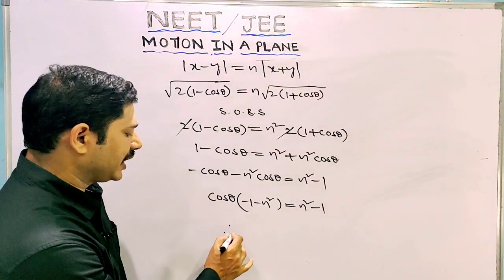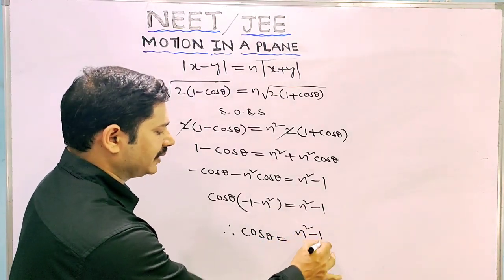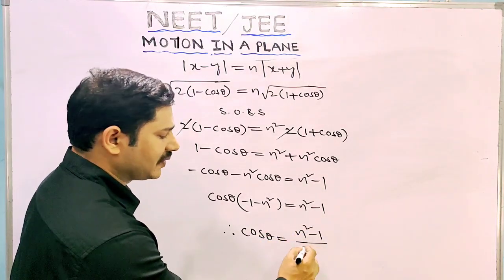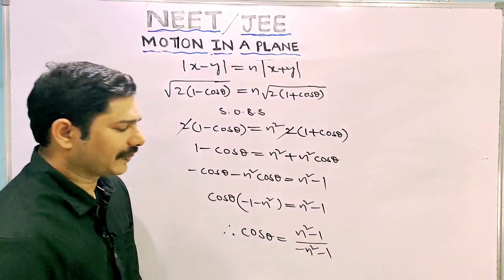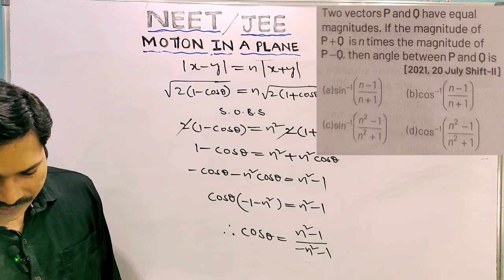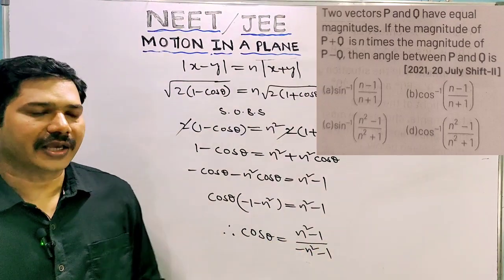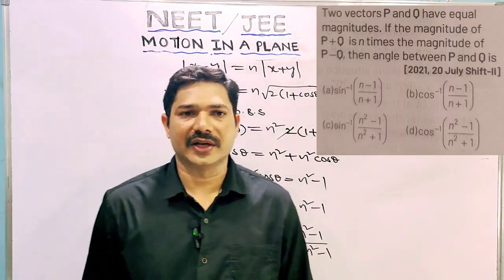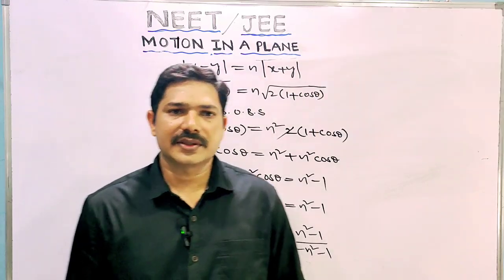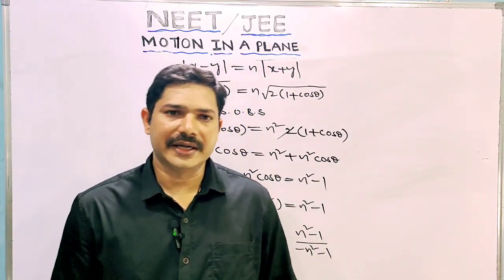Therefore, cos theta equal to n square minus 1 by minus 1 minus n square, otherwise minus n square minus 1. So which option is correct? You can check the second option: cos theta equal to n square minus 1 by minus n square minus 1. Like this, previous problems like these were asked in the JEE and NEET exams also.